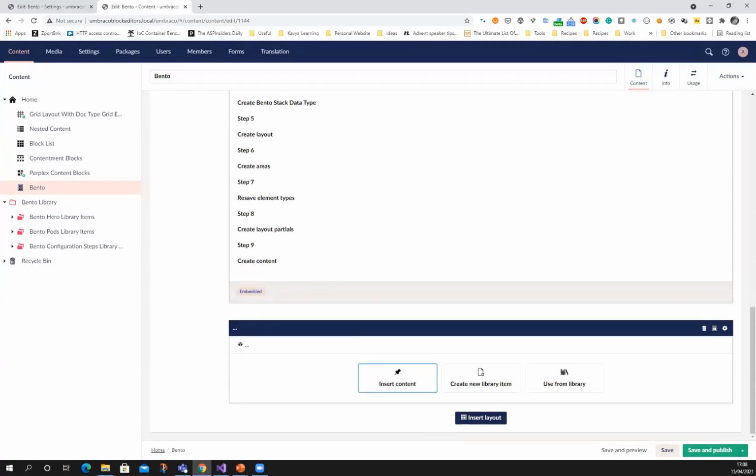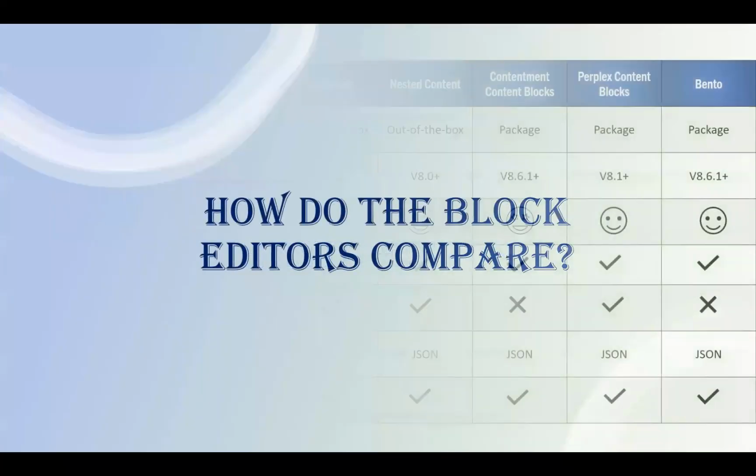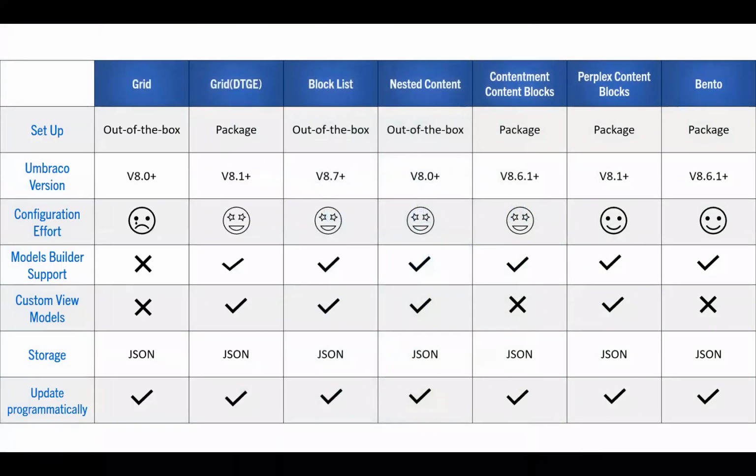Again, it's a page builder. Let's quickly have a look at the comparison and some of the features. The setup, grid, block list, and nested content is out of the box. The rest are packages, but all of them are NuGet packages. And all of what I showed you today is all open source. So feel free to go and contribute.